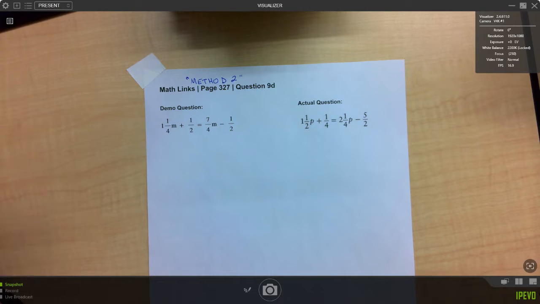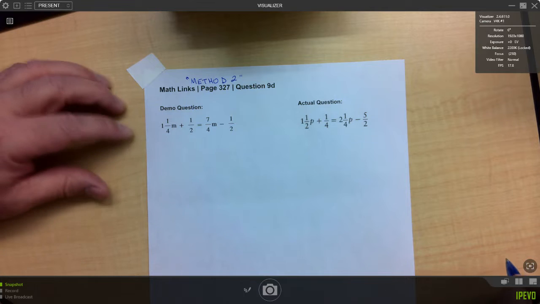Okay, hi grade nines. So here is method two. You have a question. It's got lots of fractions, variables on both sides, constants on both sides, and what's an efficient way of tackling this problem?